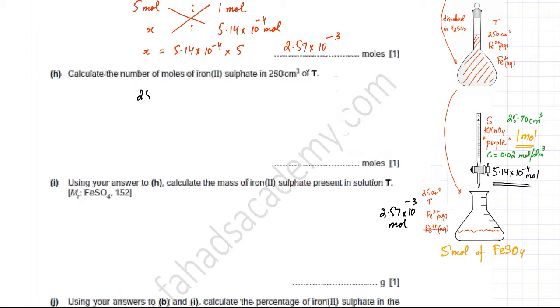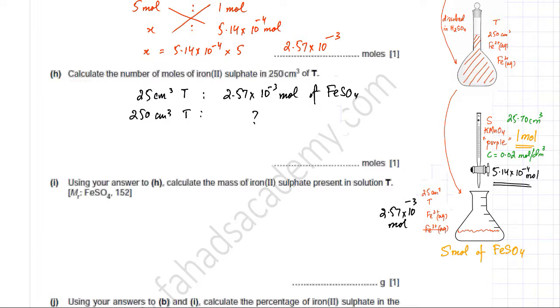So if 25 cm cube T contains 2.57 times 10 to the power minus 3 moles of FeSO4, then how many moles would be present in 250 cm cube T, which was the original sample of T? If 25 cm cube contains 2.57 into 10 to the power minus 3, you can use simple ratios. 250 is 10 times that quantity, so the number of moles would be 10 times that many.